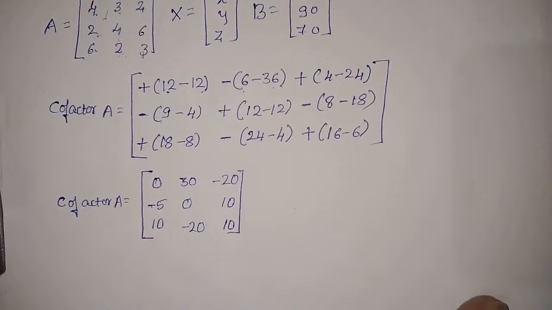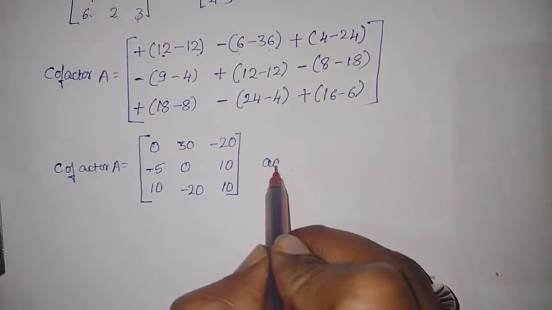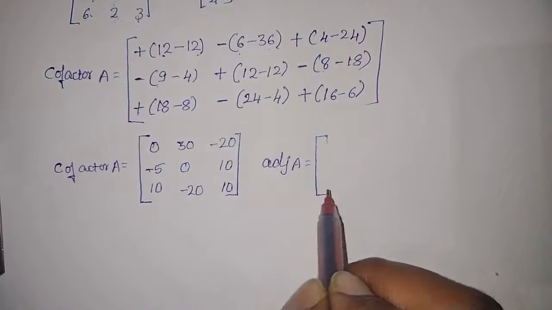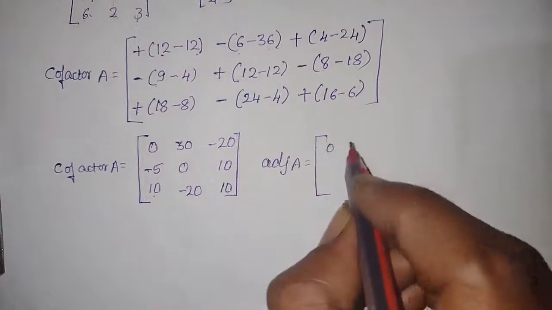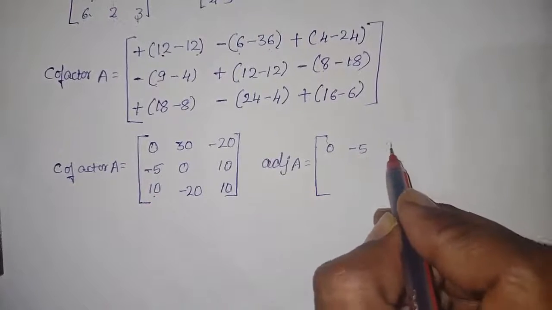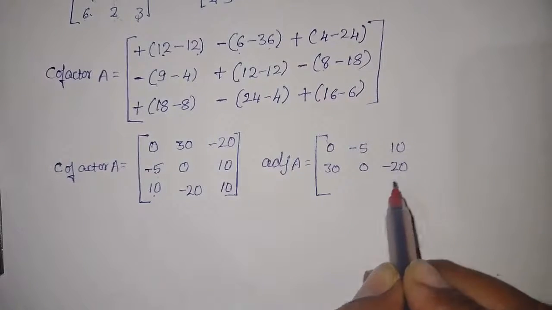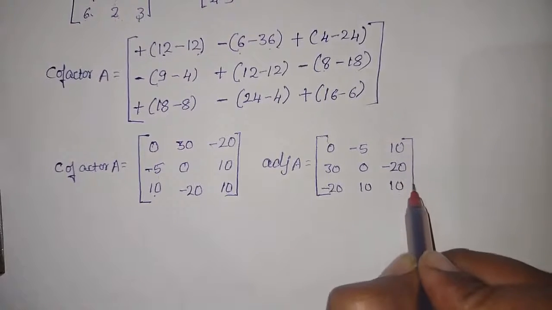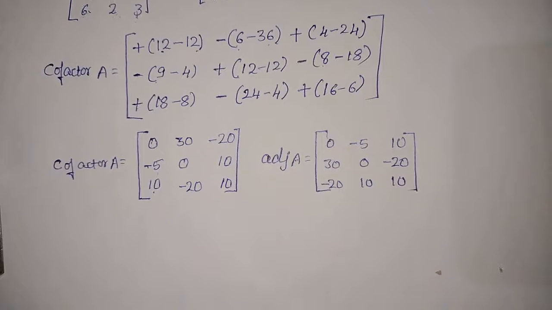In this matrix we interchange rows and columns to get the adjoint of A. Adjoint of A is: 0, minus 5, 10 changes into a row. Next 30, 0, minus 20. The next row is minus 20, 10 and 10. This is called the adjoint of matrix A. After finding the adjoint of A, next we have to find the determinant of A.